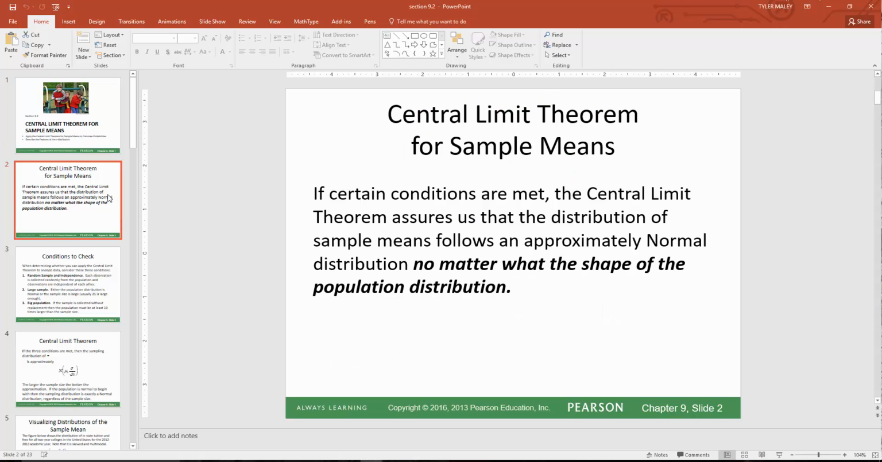So if certain conditions are met, then what the central limit theorem does is it assures us that the distribution of sample means follows an approximately normal distribution, right? No matter what the shape of the population distribution is. So the population distribution could or could not be normal.